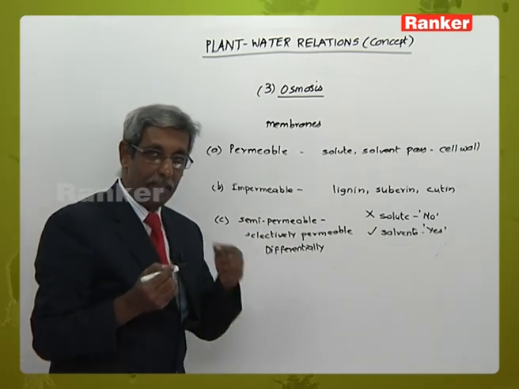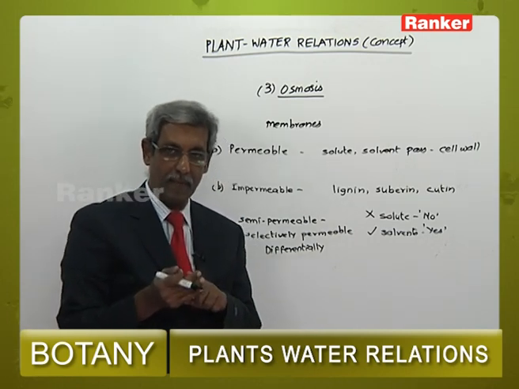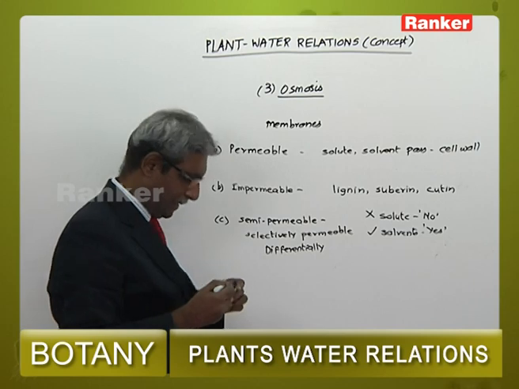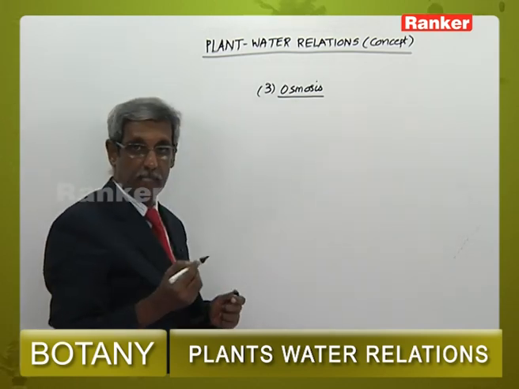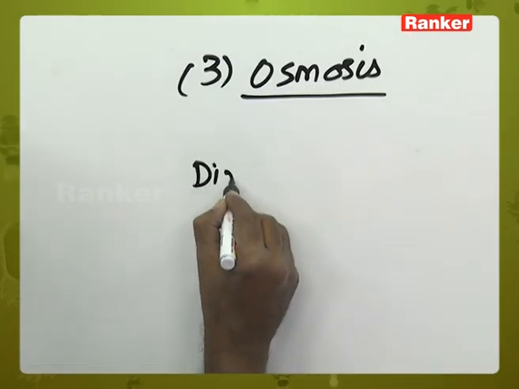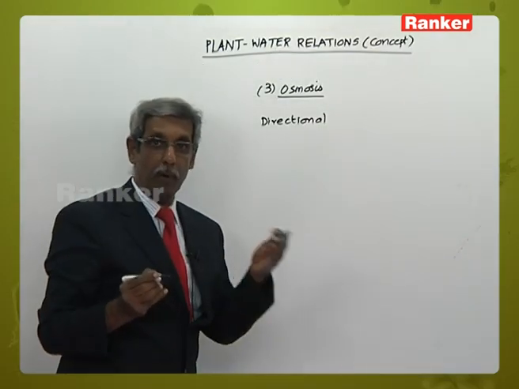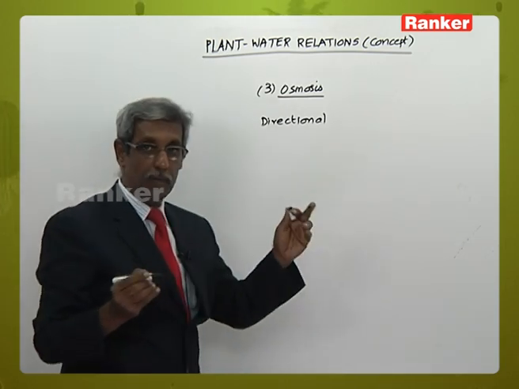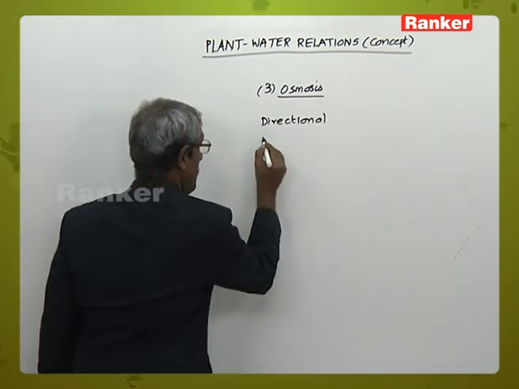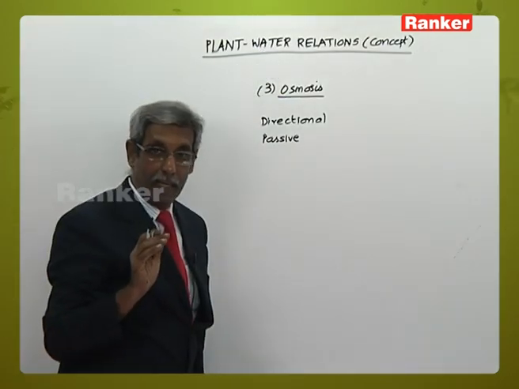When you take the plant cell, in the plant cell we have the cell wall, we have the plasma membrane, and we have the tonoplast. When you take the plasma membrane and the tonoplast, they are examples of selectively permeable membranes. We come to the process of osmosis. Whenever there is osmosis, osmosis is a directional movement of water molecules. Whenever we have water molecules move in a particular direction. And osmosis, to begin with, is passive. It does not require any ATP.